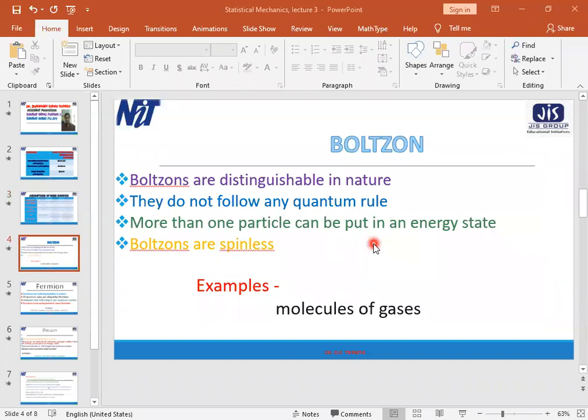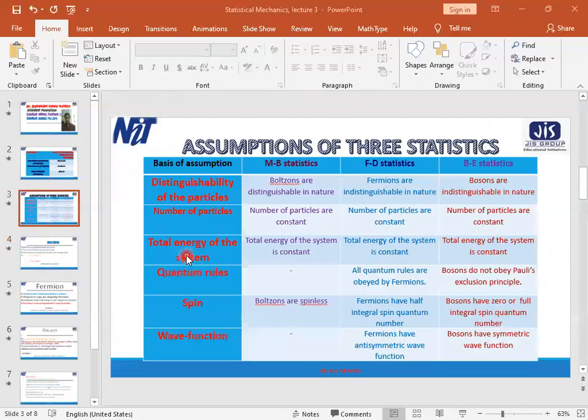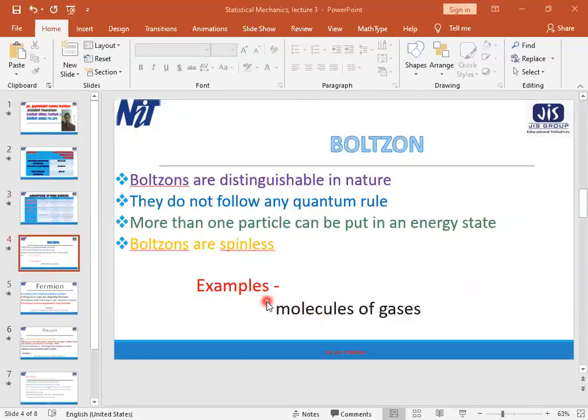Now, let us try to find out what the characteristics of Boltzons are. How are Boltzons behaving, what are their characteristics? So Boltzons are distinguishable in nature, we have seen. They do not follow any quantum rule because these are classical particles. And more than one particle can be put in any energy state because Pauli's exclusion principle is not applicable there. And Boltzons are spinless. They don't have any spin. The spin concept is not there. Examples of Boltzons are molecules of gas at higher pressure.